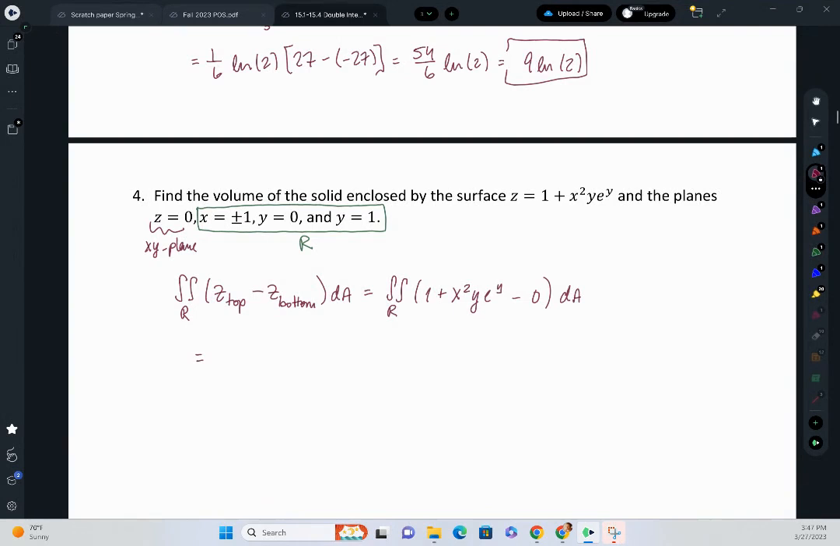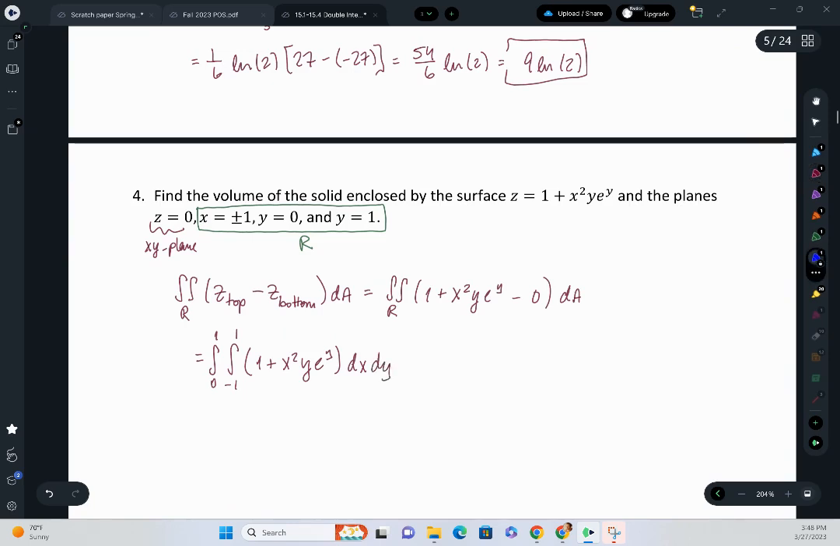So when I rewrite my integral now, I can decide what I want to do first. I'm thinking I want to do my x's first. So I'm going to put my y bounds on the outside, 0 to 1, my x bounds on the inside, -1 to 1. I have my integrand, 1 plus x squared y e to the y. Since the x integral is the innermost one, that means dx is the innermost differential, and then dy. And then I'll put some brackets in here just to train my eyes.